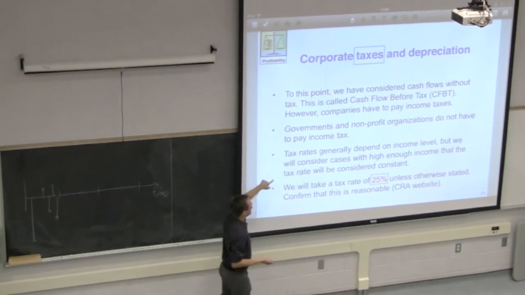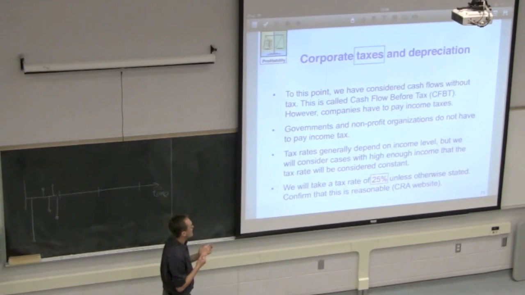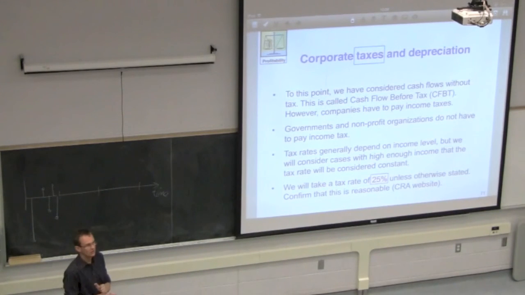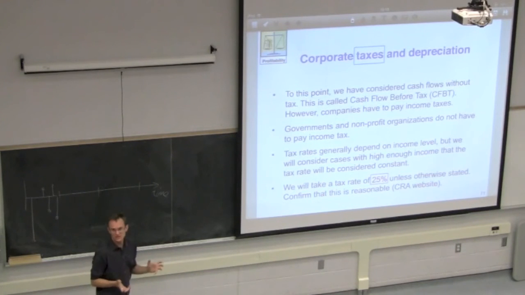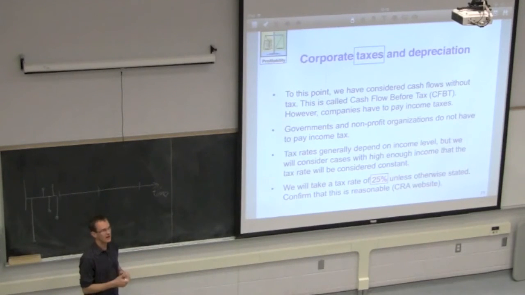Taxes will depend generally on income rates. And what we'll find, though, is that unless you're a small business, that tax rate will actually be quite small. Small businesses in Canada pay in the order of 10 to 15% taxes. But we'll consider corporations that are large enough so that they're at the high end of the brackets.